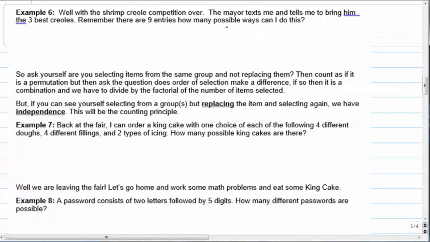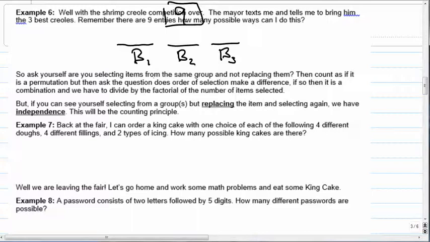The mayor wants me to do what? Pick the 3 best Creoles. So I need to pick a best Creole, another best Creole, another best Creole. Step 1, what do you need to do? Step 2, where are they coming from? They're coming from the 9 entries, right? When I go pick the first best Creole, how many choices? 9. Can I put it back? No, I can't put it back.